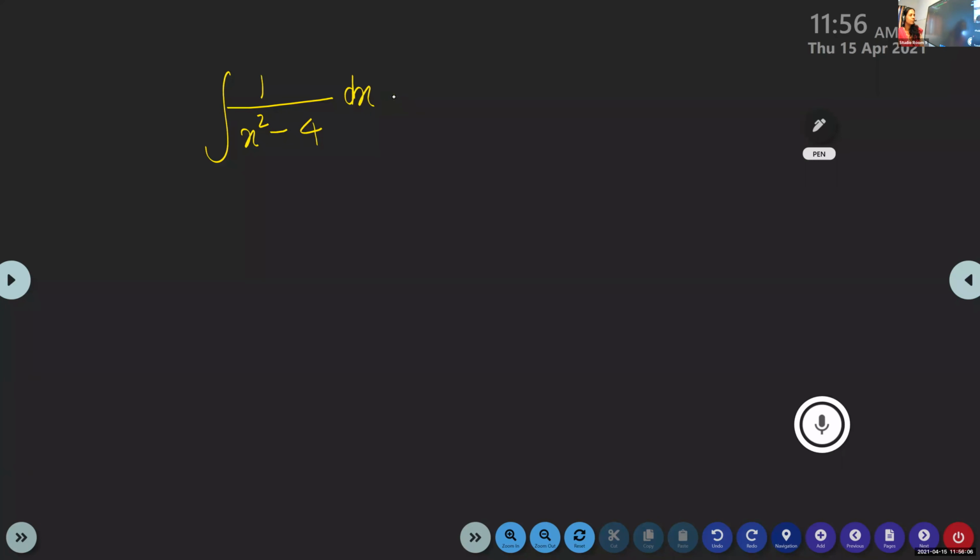How will you do this? Is it a rational function? Yes. Is it satisfying that condition, degree of the numerator less than degree of the denominator? Degree of the numerator is 0, and the degree of the denominator is 2. But look at the function here, children. It is x square minus 4.